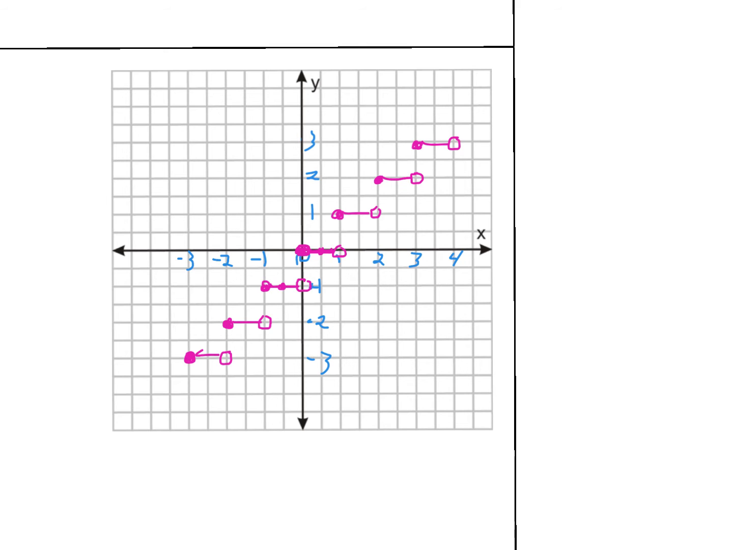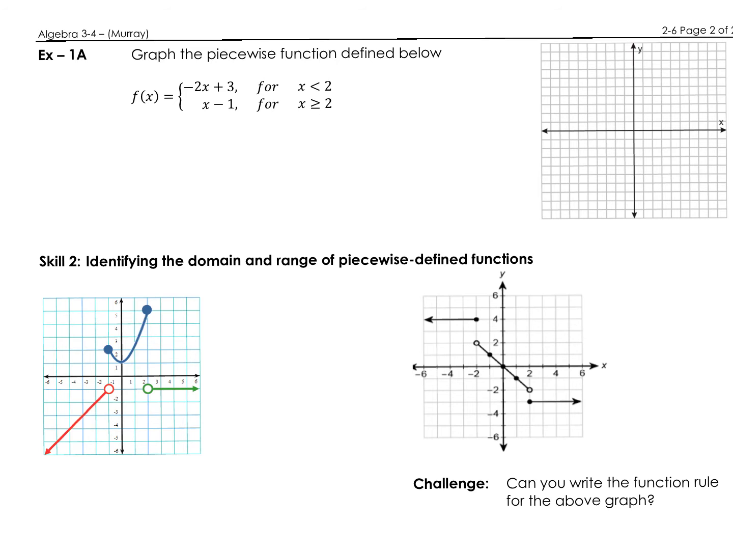All right, so let's look at the back of your page. All right, so here's where we're going to get into what I consider more normal piecewise functions for you all. And in this case, we have two different equations. We have y equals -2x plus 3, which is the graph of a line tilted in a negative direction. And then we have y equals x minus 1, which is the graph of a line tilted in a positive direction. But we are going to restrict the domain of this line to only x values less than 2. And we're going to restrict the domain of this line for only x values greater than or equal to 2.